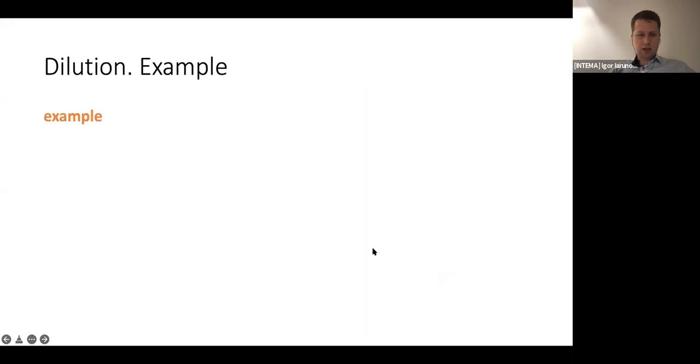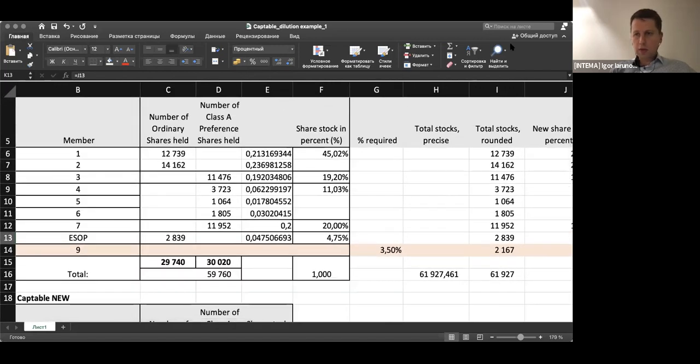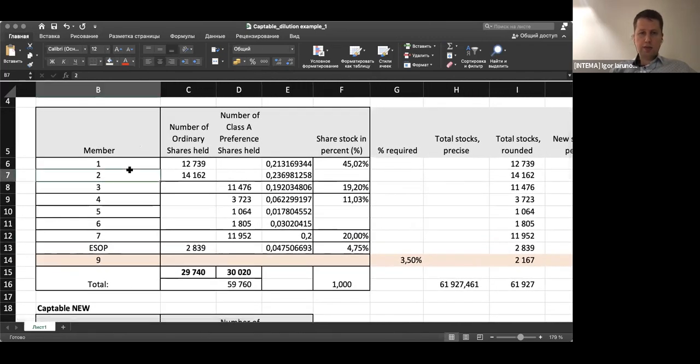Let's go to the calculation. Let me share my screen again and open the file cap table dilution example 1. Okay, that's it. If you see it, it's perfect. Okay, for example, you have these members. You also can open this file if you can see the link I shared. If not, it's okay, Denise will send you.